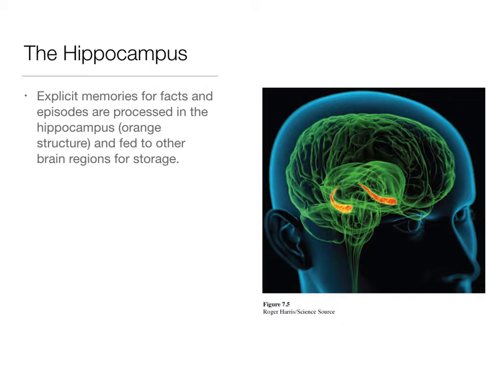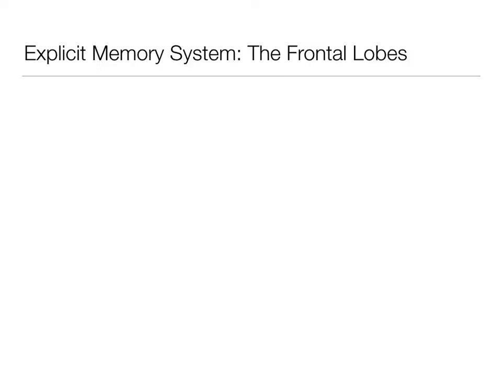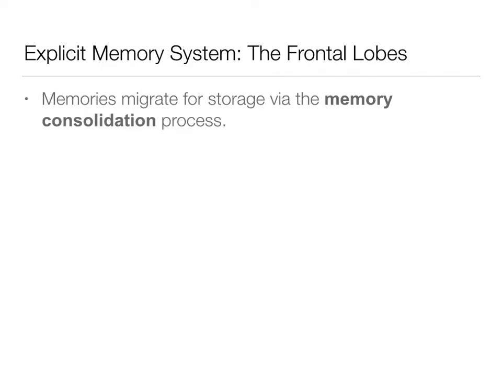Here's an image of the brain. The orange structure that's highlighted here is the hippocampus. And again, this is the loading dock that's feeding memories into the other brain regions in the frontal lobes, especially for memory storage. So memories migrate, meaning they're moving, right, from the hippocampus to other areas of the brain for storage and consolidation.